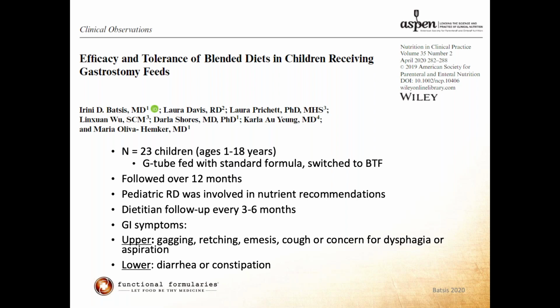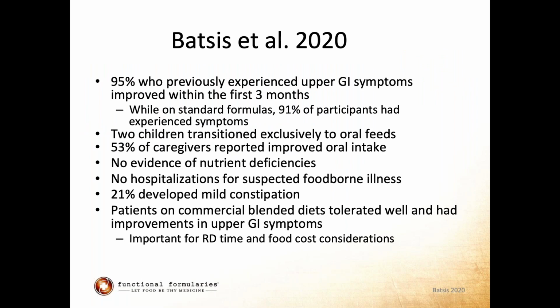They classified GI symptoms as either upper or lower. So upper GI symptoms included gagging, retching, emesis, cough, or concern for dysphagia or aspiration. And lower GI symptoms were classified as either diarrhea or constipation. So 95% of those patients who were previously experiencing upper GI symptoms on a commercial conventional product improved within the first 3 months after the blended diet was initiated. While on standard formulas, 91% of the participants had experienced symptoms. The odds of a patient having any upper GI symptoms decreased significantly over the 12-month follow-up period.